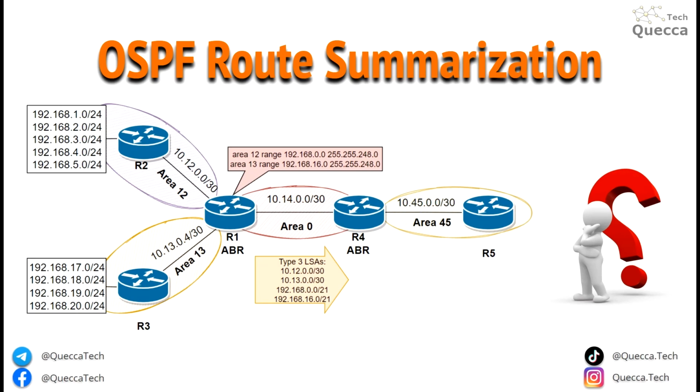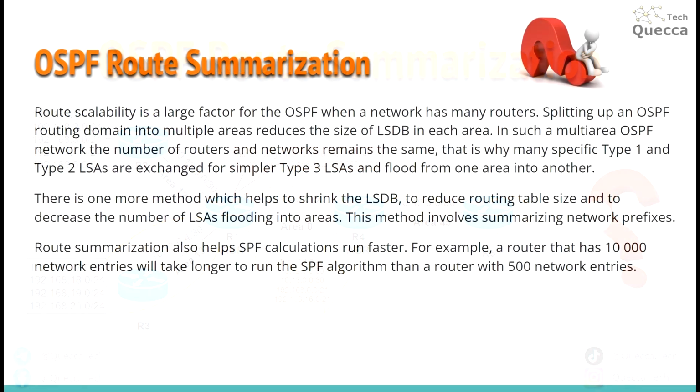So let's talk about it. Route scalability is a large factor for OSPF when a network has many routers. Splitting up an OSPF routing domain into multiple areas reduces the size of the LSDB in each area. In such a multi-area OSPF network, the number of routers and networks remains the same. That is why many specific Type 1 and Type 2 LSAs are exchanged for simpler Type 3 LSAs and flow from one area into another.